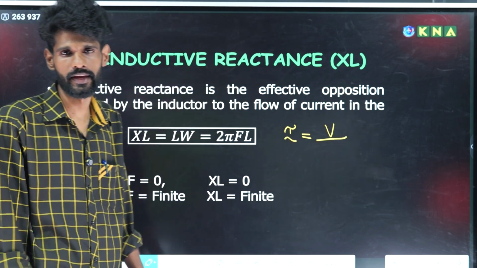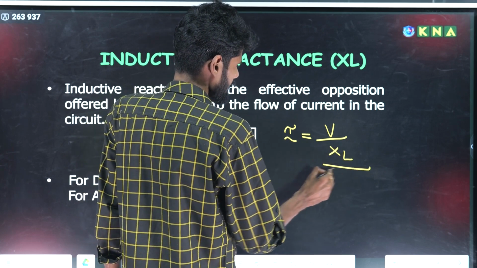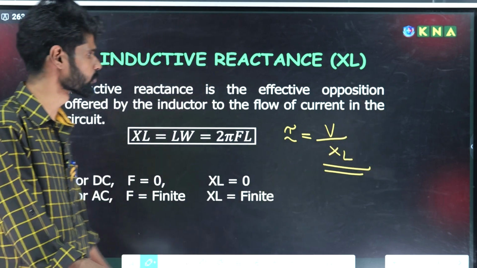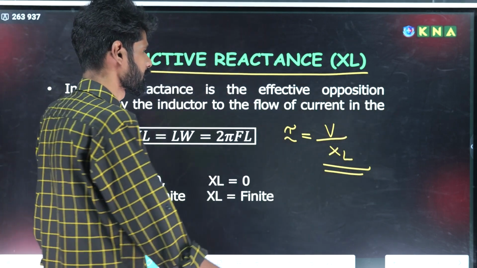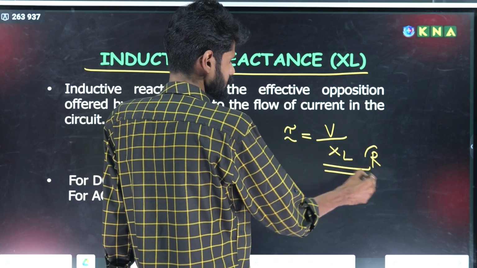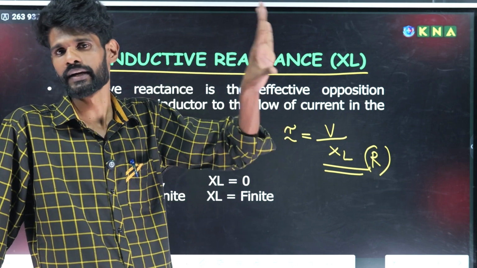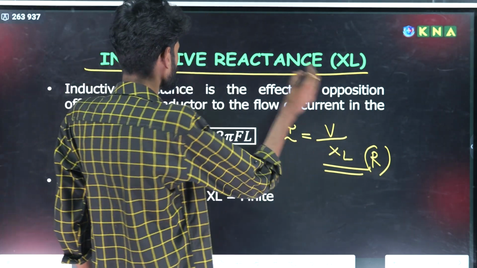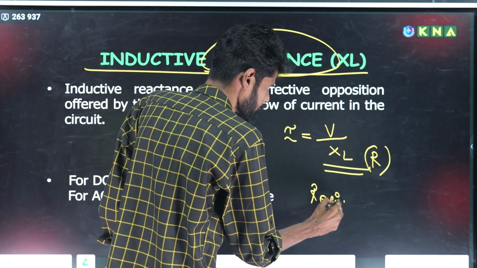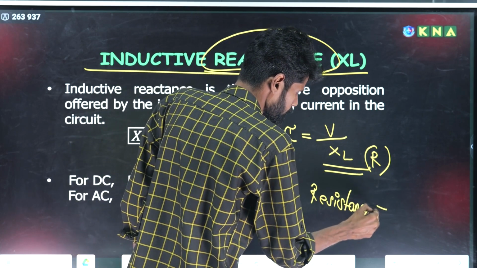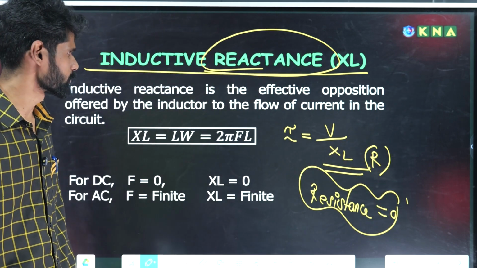Current I is equal to V divided by the opposition, that is XL. That XL is known as the inductive reactance. In the previous case, to find the current we used V divided by R, where R is the resistance. Here there is a pure inductor that offers only reactance. The resistance of the pure inductor is equal to 0. The pure inductor offers only reactance.